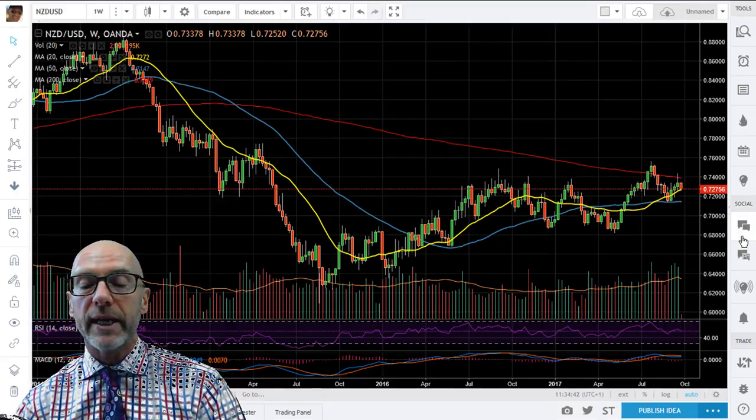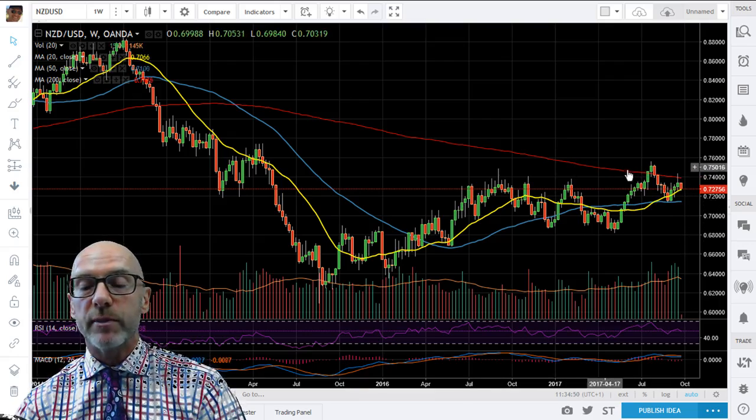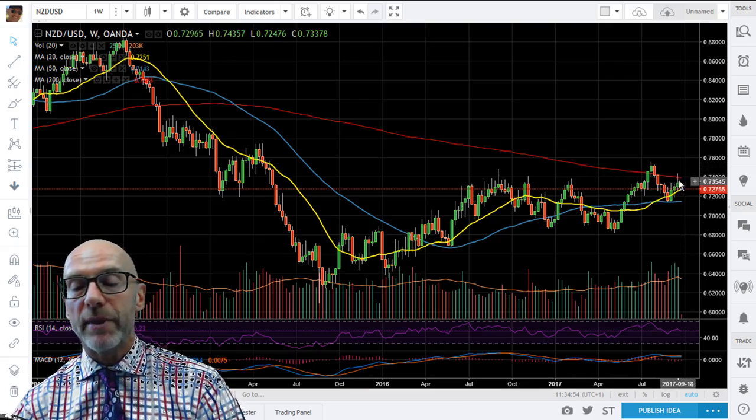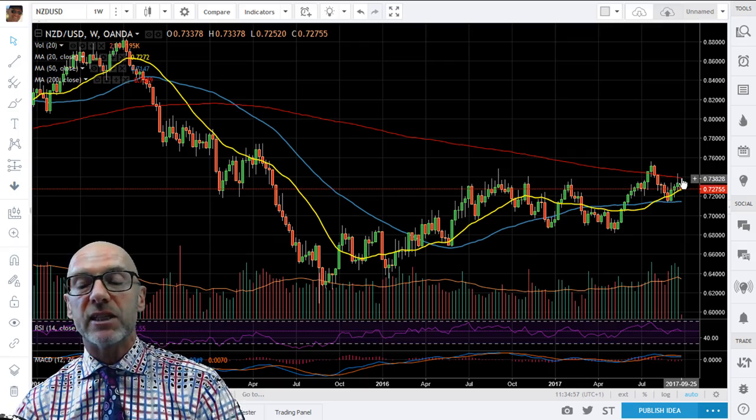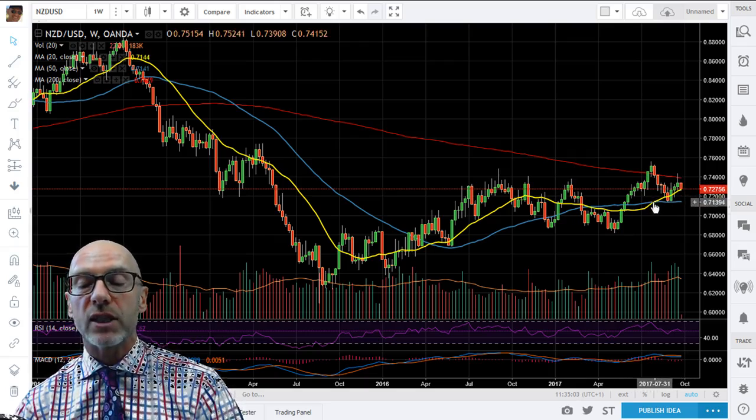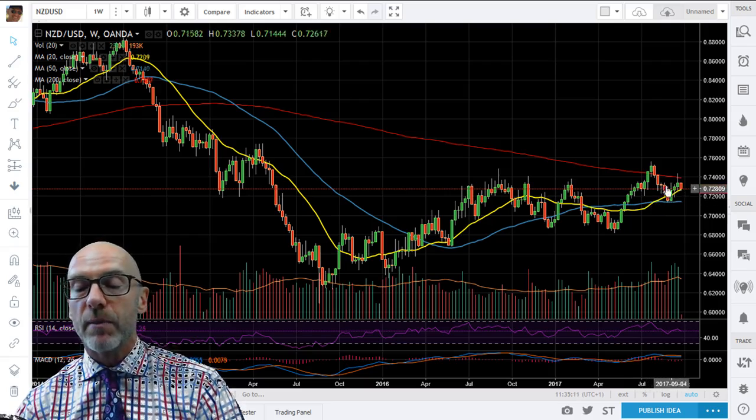On the weekly picture, overall, you can see that we're still in an uptrend, which is good. However, the dominant factor does seem to be this 200-week moving average, this red line, which is coming down and is a negative influence on the market. Yes, we're at the support of the 20. It was good that the 20 crossed the 50 in a golden cross back in the week of the 24th of July, but we didn't break above the 200.